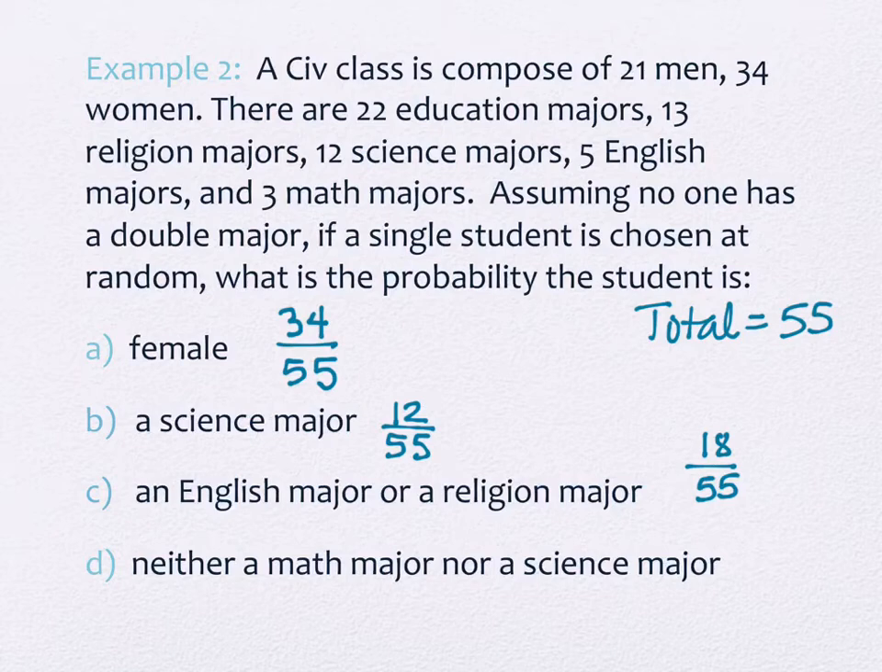So if we add them all together that are not science and not math, or if we do this subtraction that we described, what do you get? It is 40. 40 out of 55. Now, does that one reduce? Yes. We can divide top and bottom by 5, right? And what will that give me? 8 over 11.